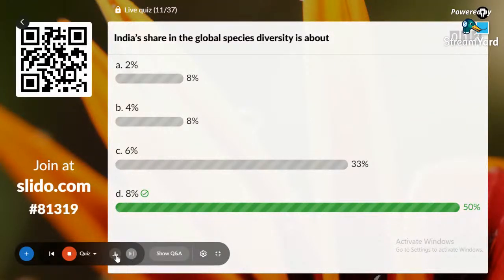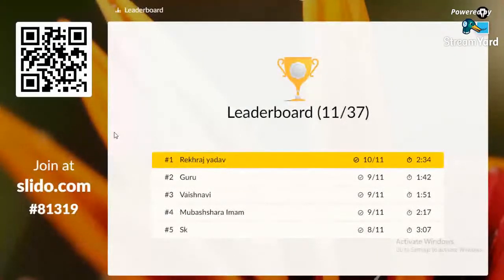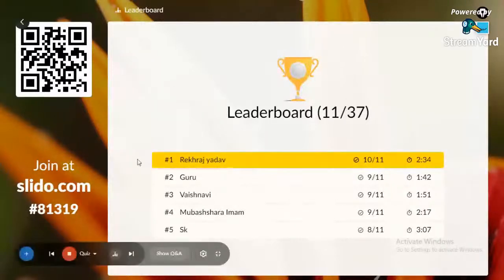You have the first leaderboard on the screen. Let's see who are the top 5 players. Yes, we have Regraj Yadav. Then we have Guru, Vaishnavi, Mabashara Iman, and the fifth person, SK. Good going, everybody. These are the 5 toppers for the quiz after the first 11 questions. The top scorer has 10 out of 11.